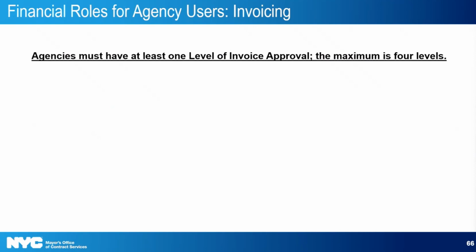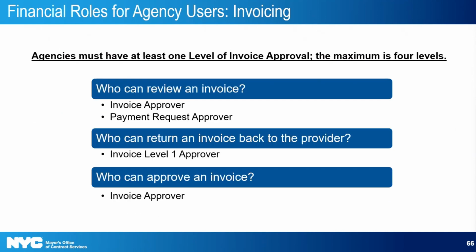Agencies must have at least one level of invoice approval, with the maximum being 4 levels. Users with the invoice approver role review and approve the invoice, but only invoice level 1 approvers can return an invoice to the provider, while users with the payment request approver role review the payment.